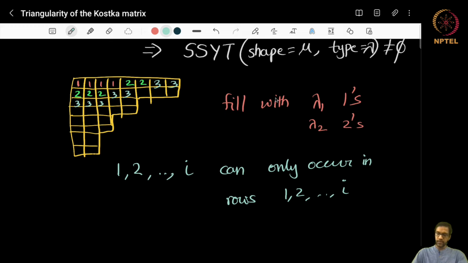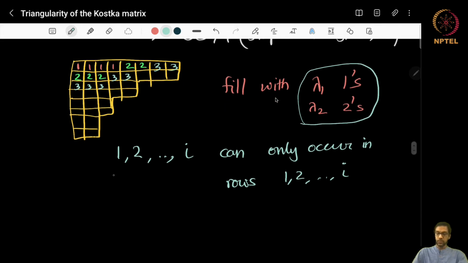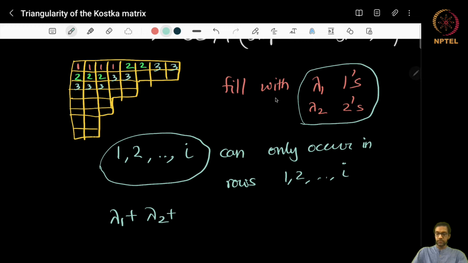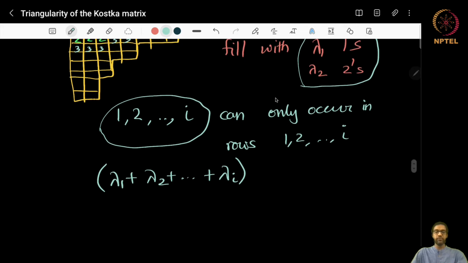Now what does this mean? Recall there are supposed to be lambda_1 1s, lambda_2 2s, and so on. So how many of the numbers from 1 to i are there? There are lambda_1 1s, then lambda_2 2s, all the way to lambda_i i's. So this is the total number of boxes which will get filled with numbers from 1 to i.